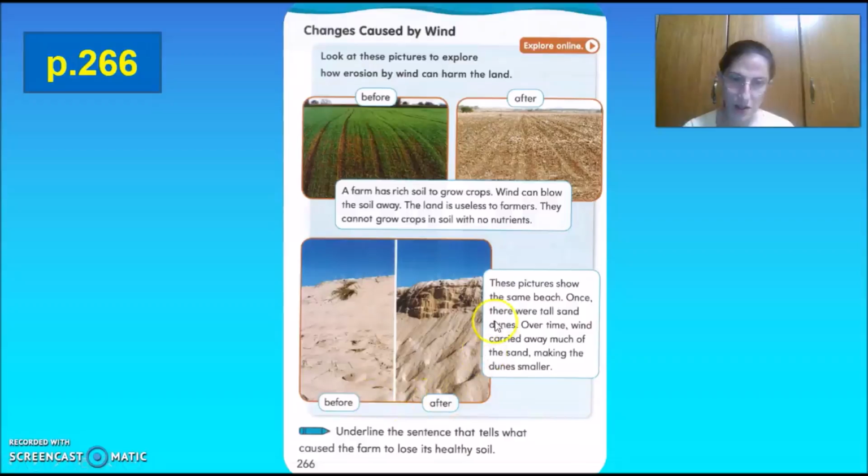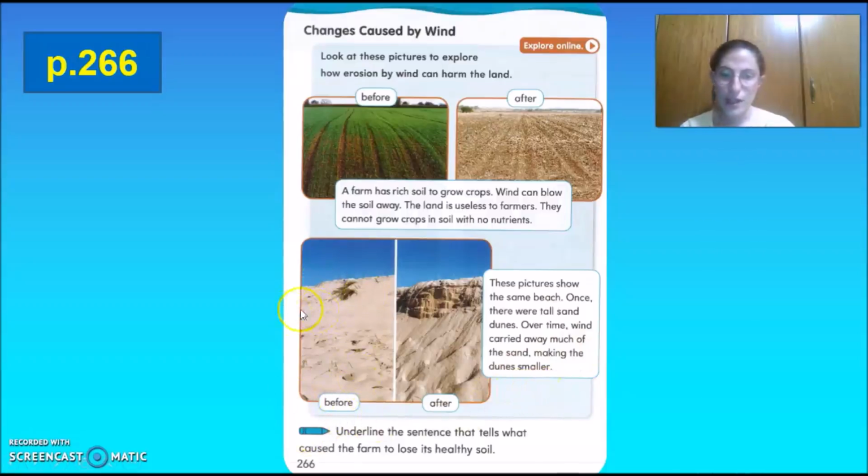Before and after. These pictures show the same beach. Once there were tall sand dunes. Over time, wind carried away much of the sand, making the dunes smaller. Again, these pictures show the same beach. Once there were tall sand dunes. Over time, wind carried away much of the sand, making the dunes smaller.